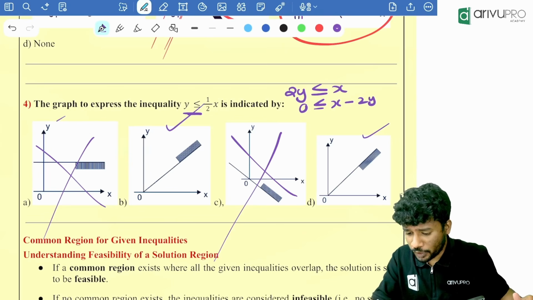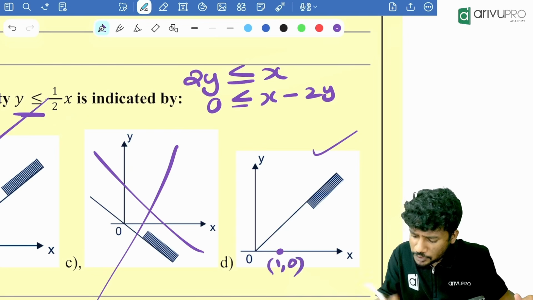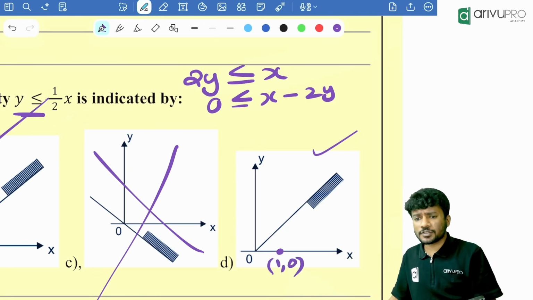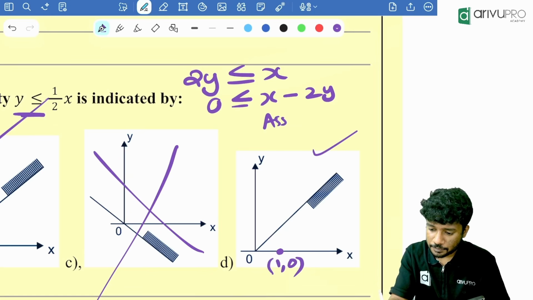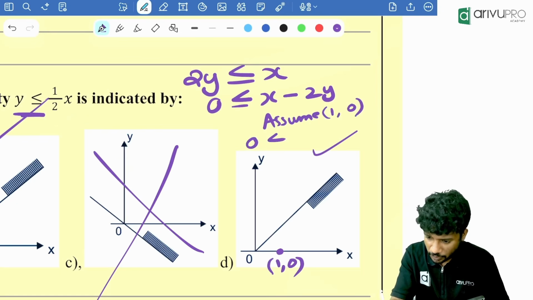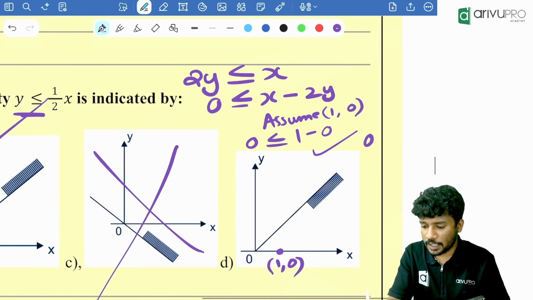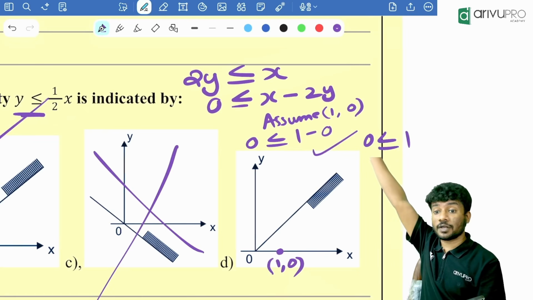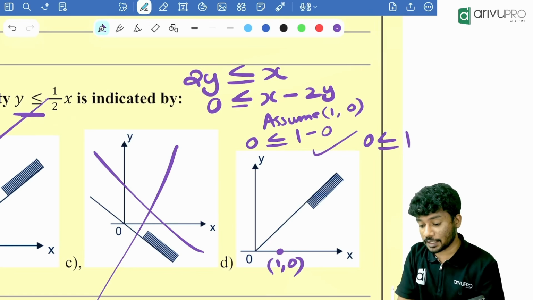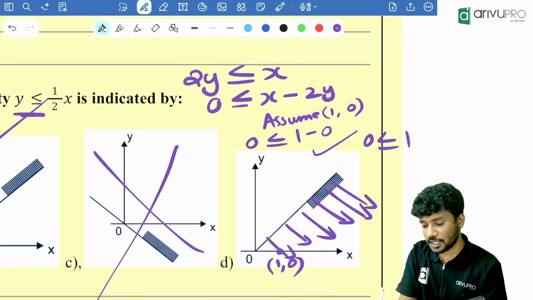For example, assume 1 comma 0. Everyone assume 1 comma 0. Do it for me. That means 0 is less than or equal to 1 minus 0. That is, 0 is less than or equal to 1. Is it correct, people? Is 0 less than or equal to 1? Correct. That means the graph is going towards which direction? The graph is going towards this direction itself.